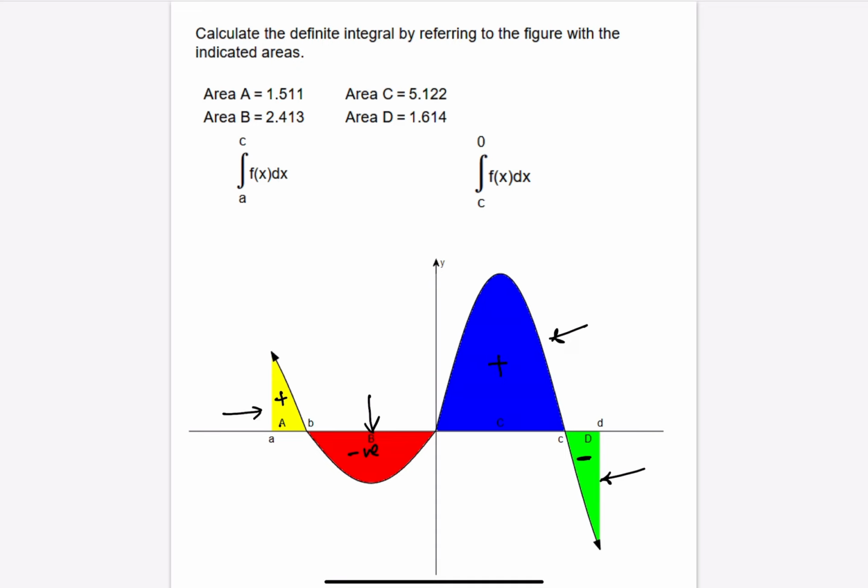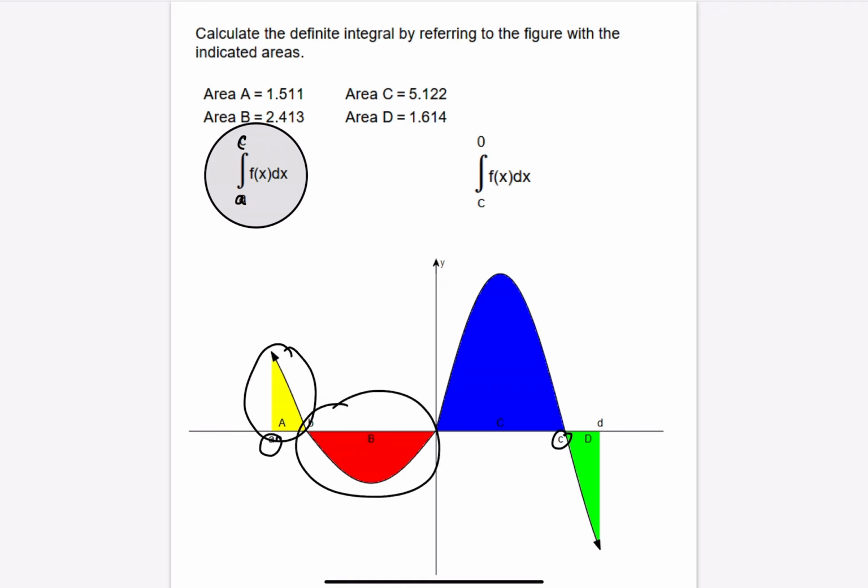I'm tackling this one first. They said find the integral, which is the area, of the indicated areas, from A to C. So I'm finding from A to C. That means they're telling me, hey, add this, and add this. This is positive, this is negative, this is positive. That's all they're asking me to do. They're asking me to find the areas from A to C.